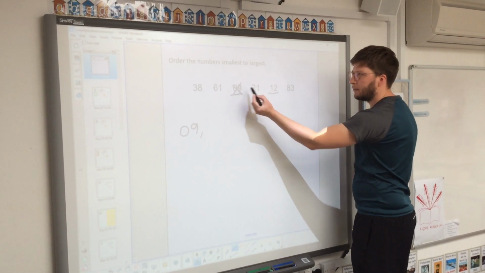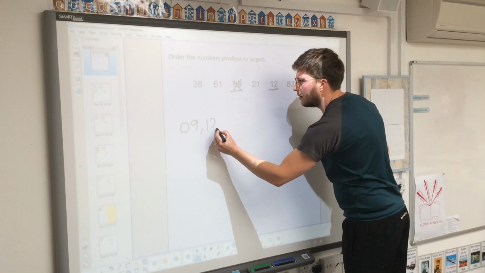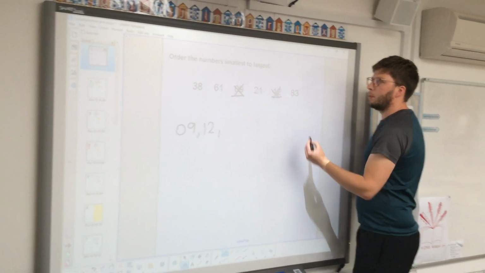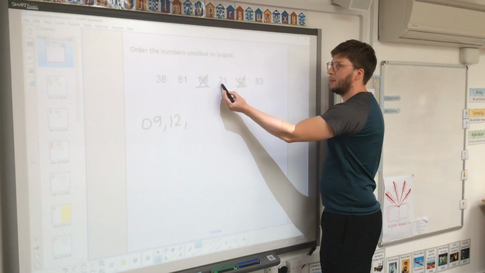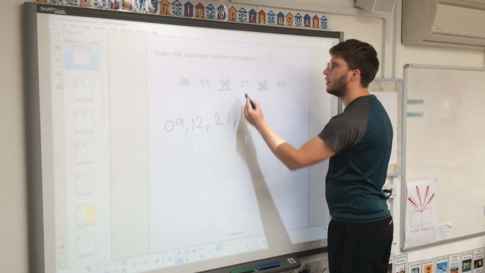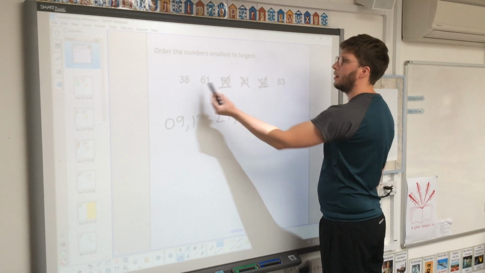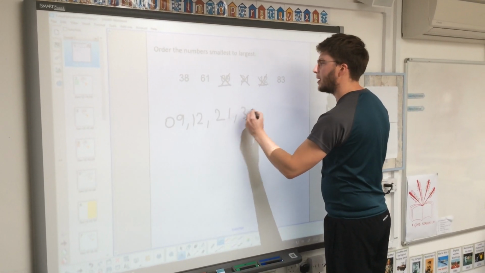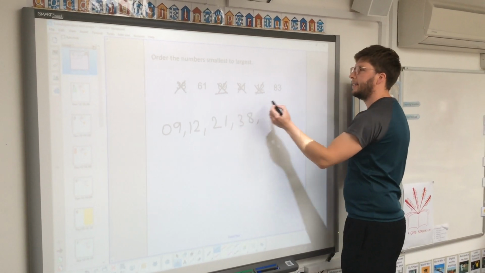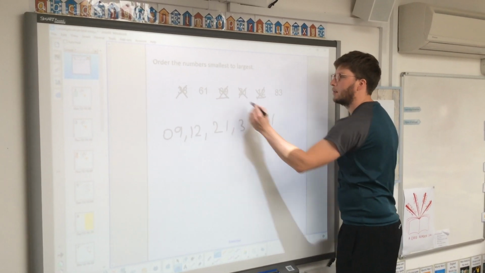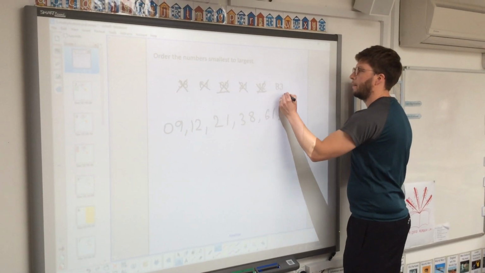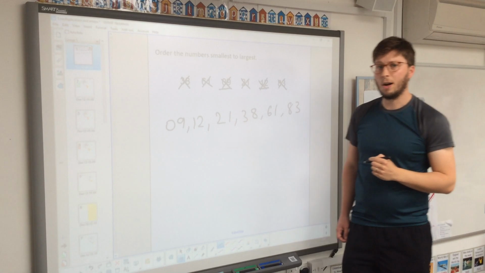I'm going to get rid of that one because I've used it. That one is 12 next. Okay, what one can you see that's next? I've got rid of 12. I think it must be the 2 because all of these are higher. 21. Next one, I've got a 3 in the tens column, that's 38. Next one, I've got 61 or 83. 61 is smaller, and that must leave 83 next. Okay, well done if you got that right.